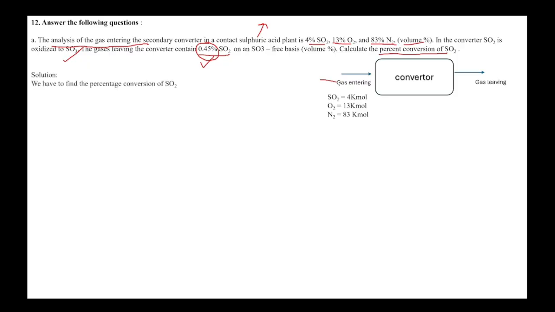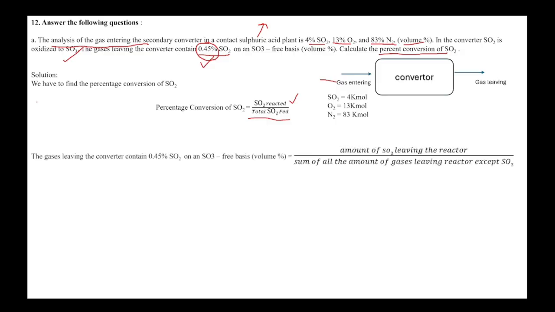Now, we have to find the percentage conversion of SO2. We know the formula for percentage conversion: SO2 reacted divided by total SO2 fed. That is the basic formula. I just write it so that you can learn this formula. But in this question we will calculate directly how much SO2 is reacted.